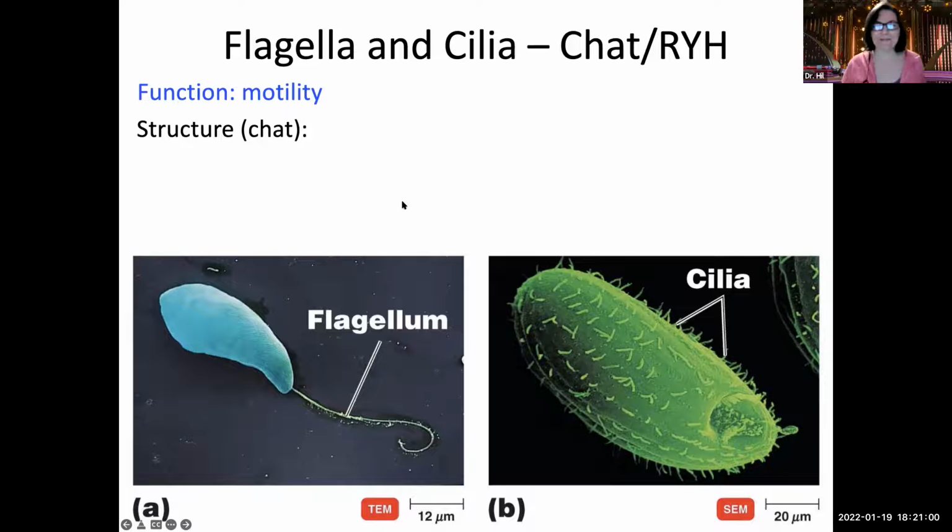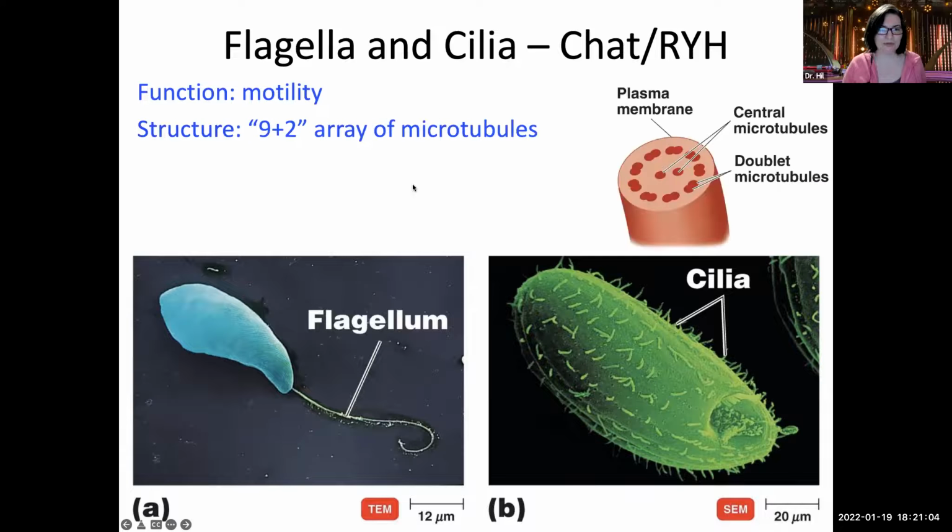Okay. So as some of you have correctly pointed out, it's something called a 9+2 array of microtubules. What does that mean? Well, microtubules are hollow tubes. They're one of the cytoskeletal elements in eukaryotic cells. They're long tubes, but there's not just one. There are 9 pairs in a circle with 2 in the middle. And you might be like, why is that structure there? Why does it have to be so complicated?